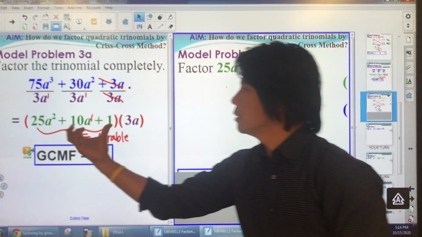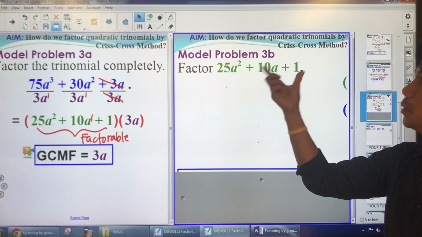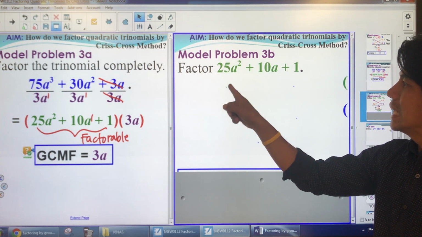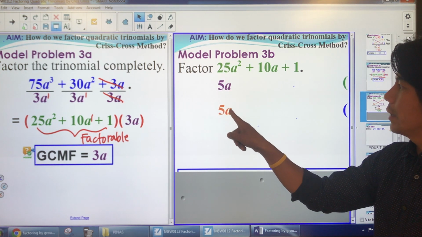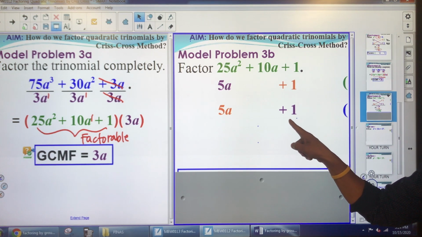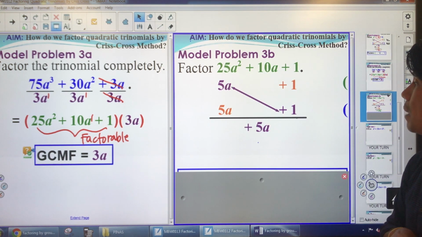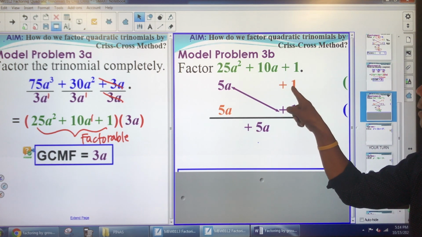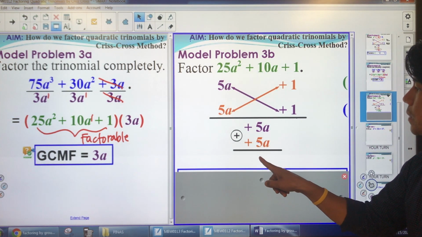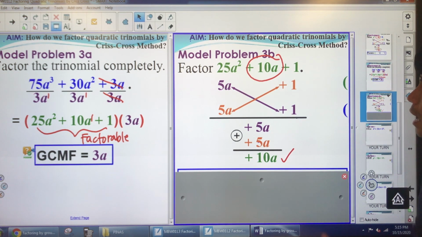Now let's continue. So I'm going to grab this trinomial, 25a to the second plus 10a plus 1. And I'm going to factor this using the crisscross method. Again, step 1, factor or break down the first or the leading term. 25a squared, that is 5a times 5a. Right? And positive 1, that's positive 1 times positive 1. Then, step 3, we do the crisscross, 5a times positive 1. That's positive 5a, positive 5a times positive 1 is positive 5a also. And step 4, you add this up. The result is positive 10a, which happens to be the middle term right there. What does it mean? Our work is correct.